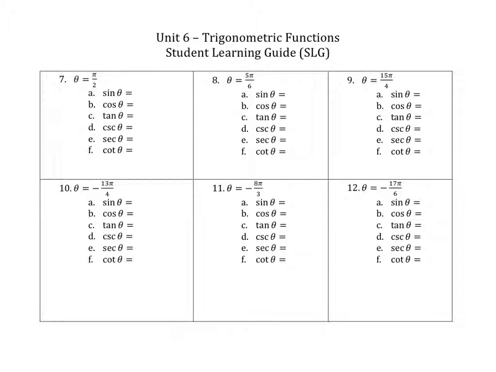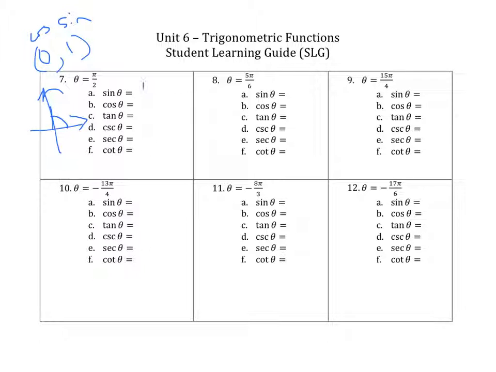In example 7, we have pi over 2, so let's look at how that works out. So here's our angle. It's pi over 2. And we know that our x value is 0 and our y value is 1. And we know this is cosine and this is sine.